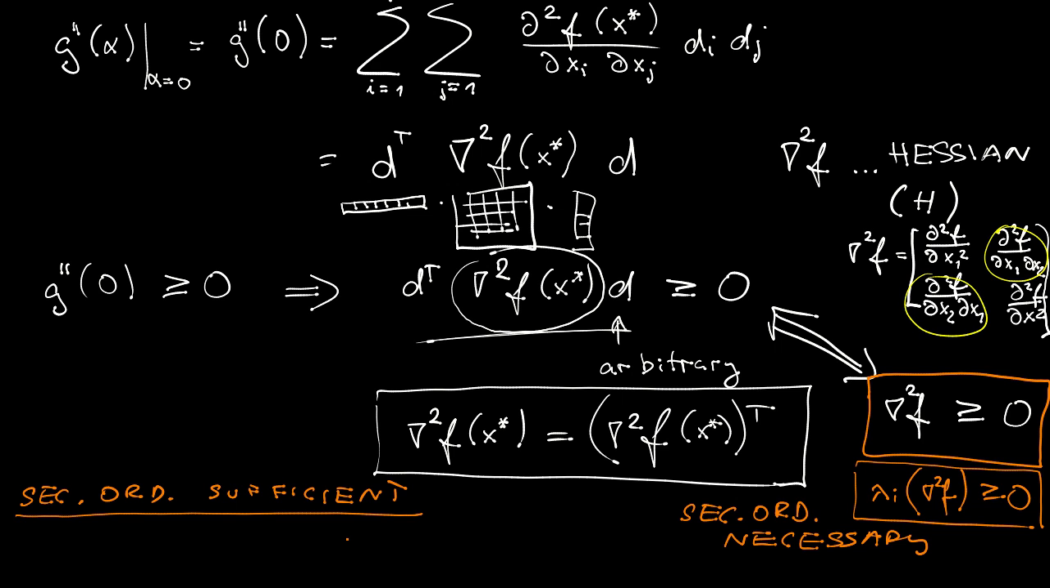And now writing down the second order sufficient condition is as easy as replacing the greater than or equal type of inequality with a strict inequality. So the Hessian of f at x star should be strictly greater than 0, which reads that the Hessian is positive definite. Of course, the gradient needs to vanish.